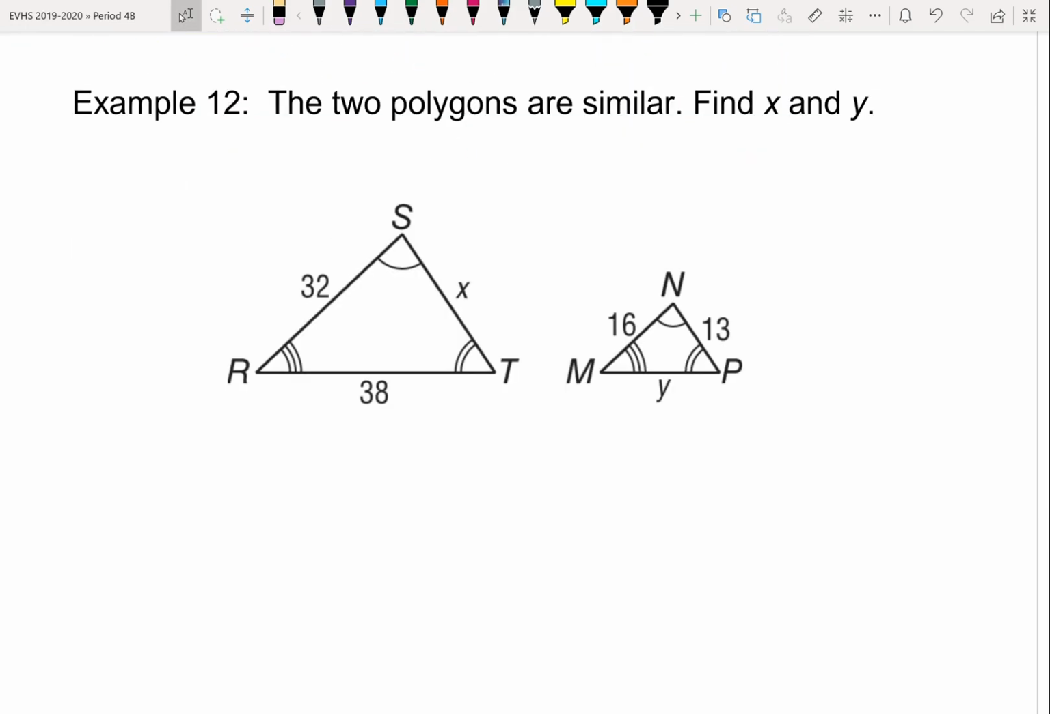Okay, this one tells you that they are similar. Find x and y. First thing I want to do is find the scale factor.